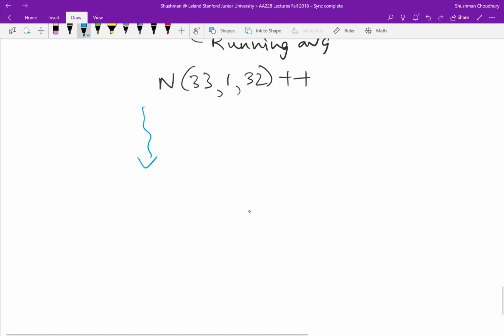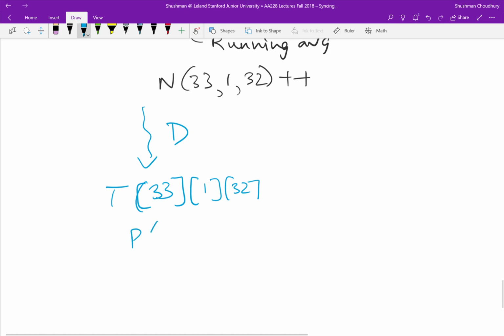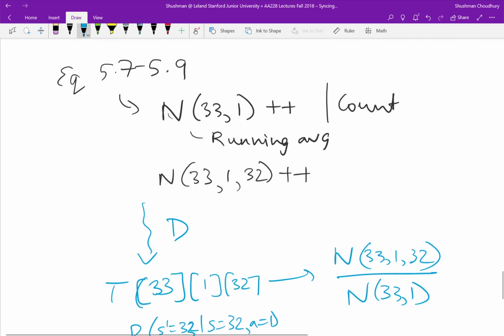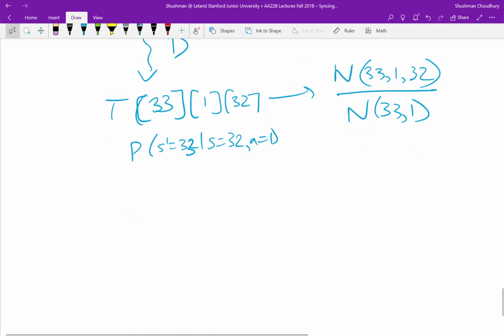And eventually, once you've done this for all the data, you would get T33, let me do it matrix wise, 33 1 32, which is what you need, which is P of S prime equals 32 given S equals 33, A equals 1. You would just get this by literally dividing by doing that, right? And this just follows from the law of probability, right?